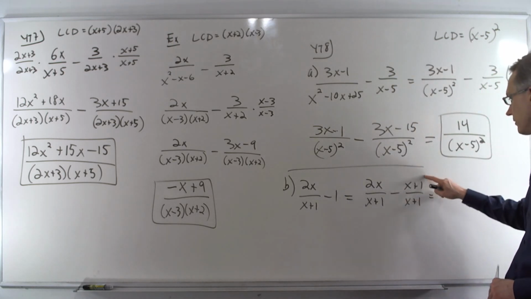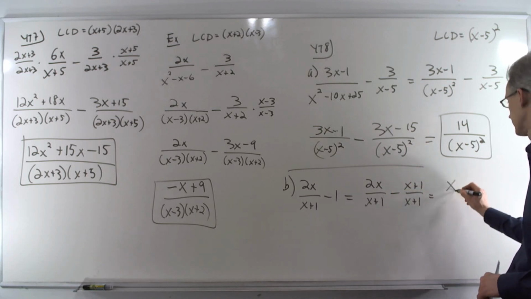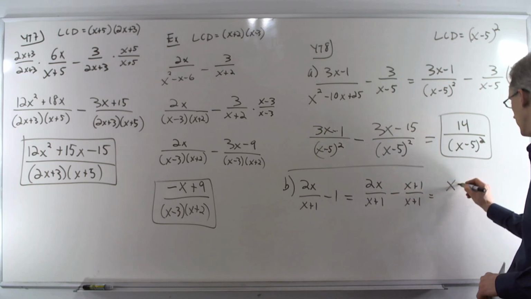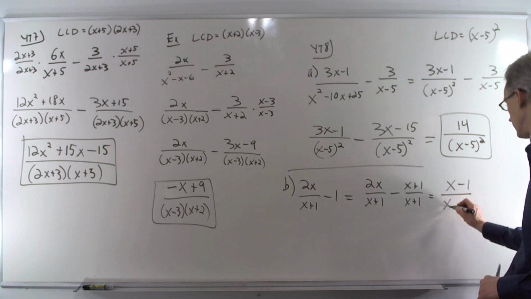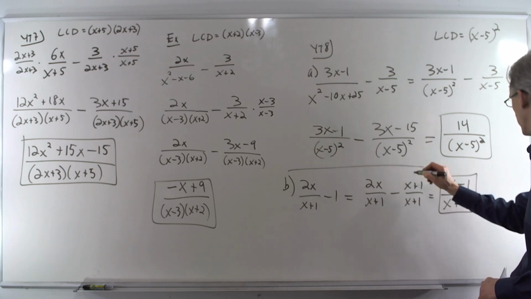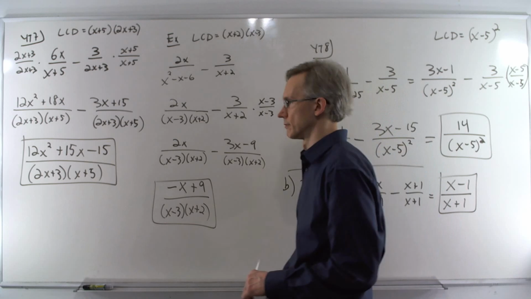All right, now let's combine the numerators. 2x minus x is x, minus 1, over our common denominator of x plus 1. x minus 1 over x plus 1.